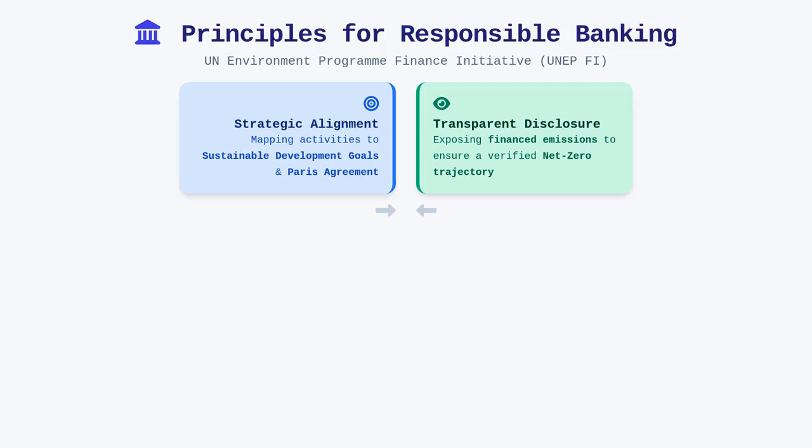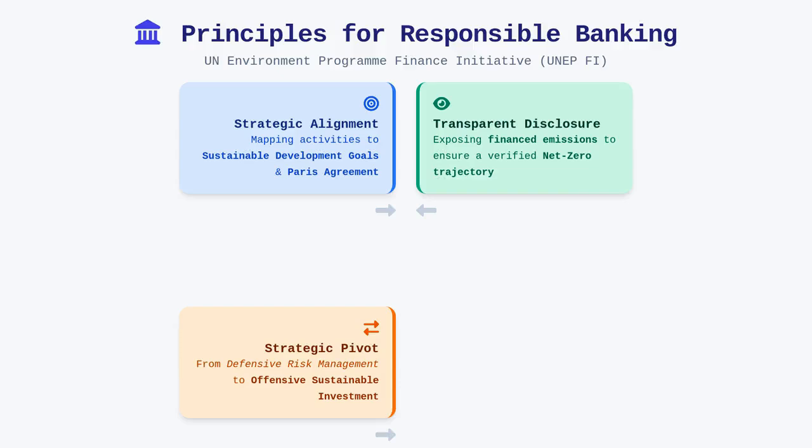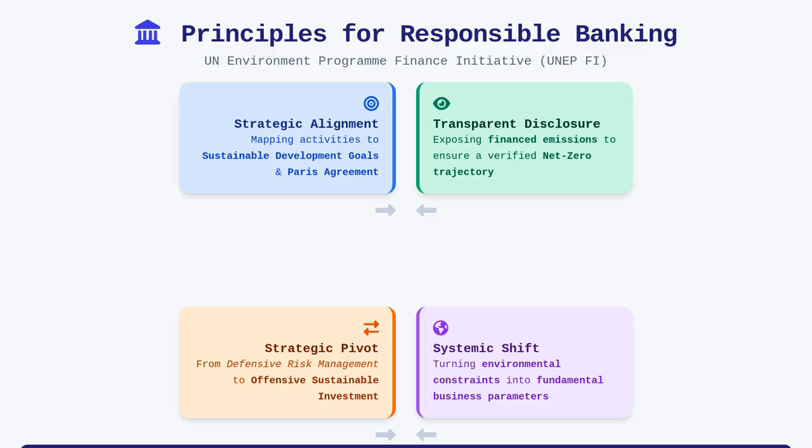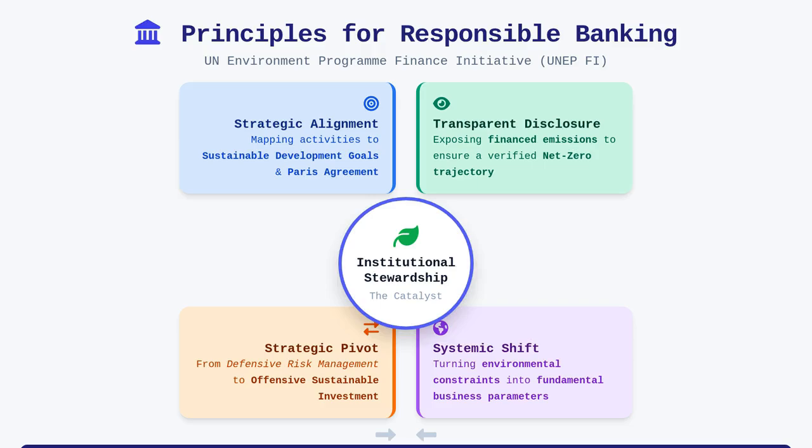The goal is to move from a defensive risk management posture to an offensive strategy that actively directs capital towards sustainable infrastructure and transition technologies. When banks harmonize their lending practices with these scientific thresholds, they contribute to the global systemic shift required to stabilize the climate. Ultimately, institutional stewardship acts as a catalyst, compelling the entire corporate landscape to treat environmental constraints as fundamental business parameters.